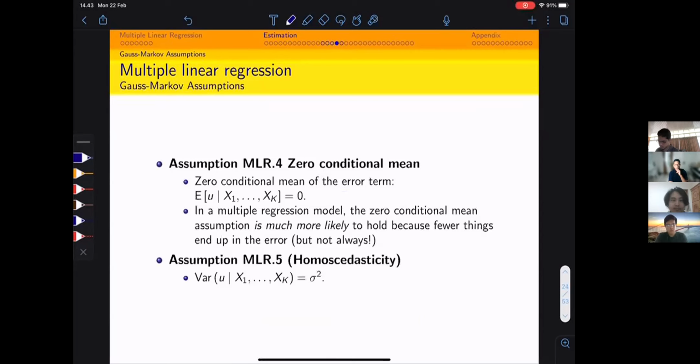Okay, so that was the first three assumptions. The fourth assumption is the zero conditional mean. We've talked about zero conditional mean over and over again. The idea is that there are no unobserved factors that are still correlated with the variables of interest x1, x2, until xk, okay? In other words, the variable of interest, say x1, is actually exogenous. It does not correlate with factors that we do not observe.